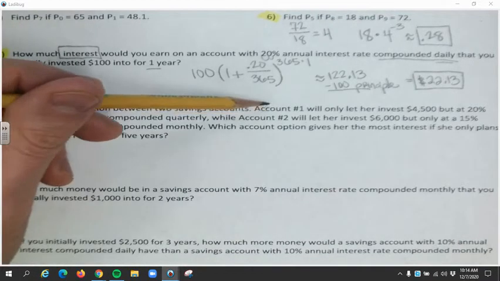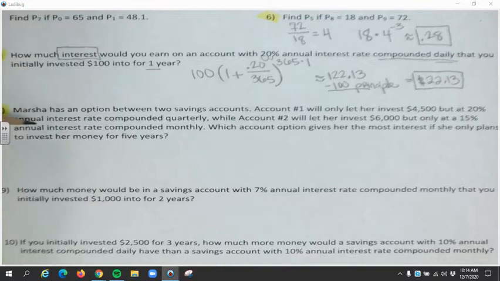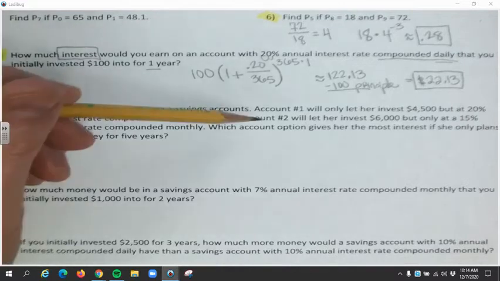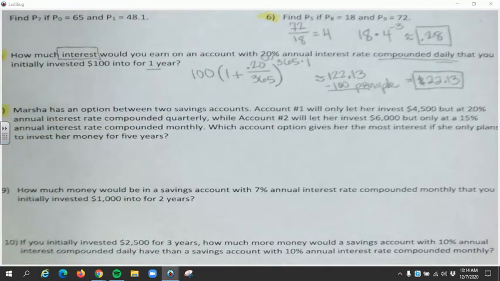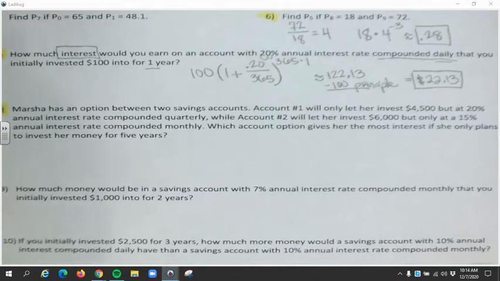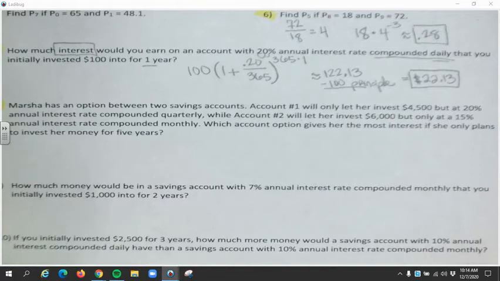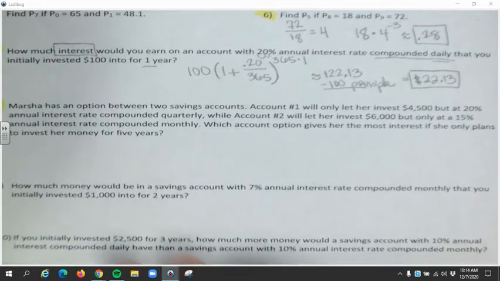Account number 1 would say, hey, you get a higher interest rate with us, so you should invest with us. Bank number 2 would say, hey, you want to invest with us because you can invest more with us. But their goal is to make money. And they want to make money off of your money, so be careful in who you invest with. So let's do the math and see which one is a better investment for Marcia. I'll do number 1 up here.